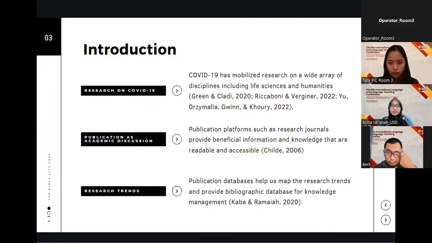In the introduction, I have some arguments. First, COVID-19 has mobilized research on a wide array of disciplines, including life sciences and humanities. Despite the domination of publications on health and technology, research on society and humanities is of the same importance since the disruption in educational, religious, and cultural activities has driven personal, social, and political attitudes.